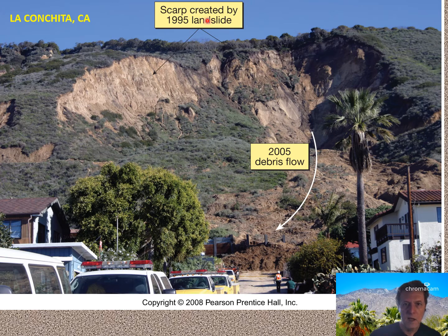In 1995, you had a massive failure of the hill. This is all very weak, not well consolidated rock. Then 10 years later, it failed again. So a number of people died from these failures. Okay, this is serious stuff. In 2005, I think 4 people were killed. Up to 8 or 9 homes were damaged or destroyed.